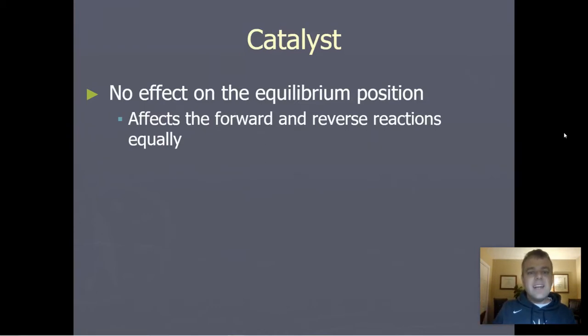If you add a catalyst, that would have no effect on your equilibrium position. It affects your forward and reverse reaction rates equally, and all it does is it helps you establish equilibrium more quickly, but it does not change what the equilibrium position actually is.